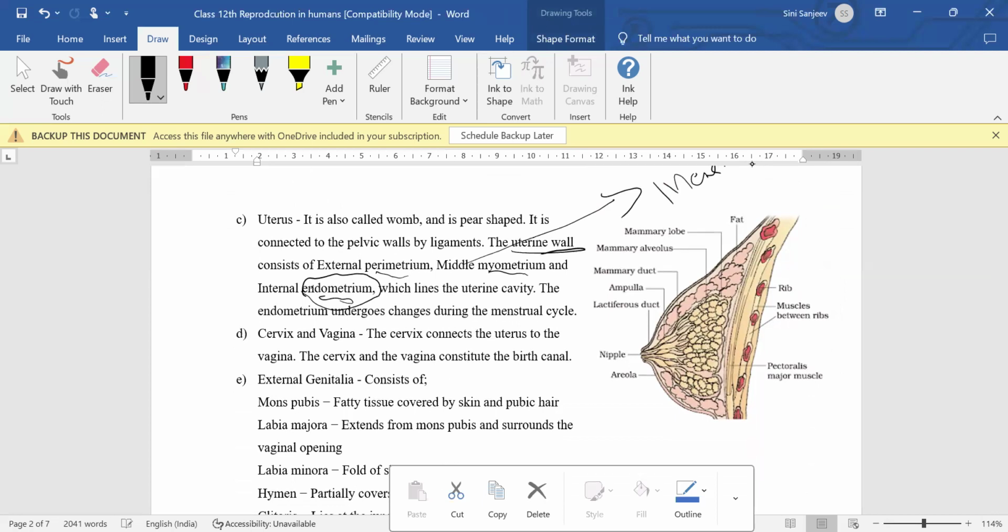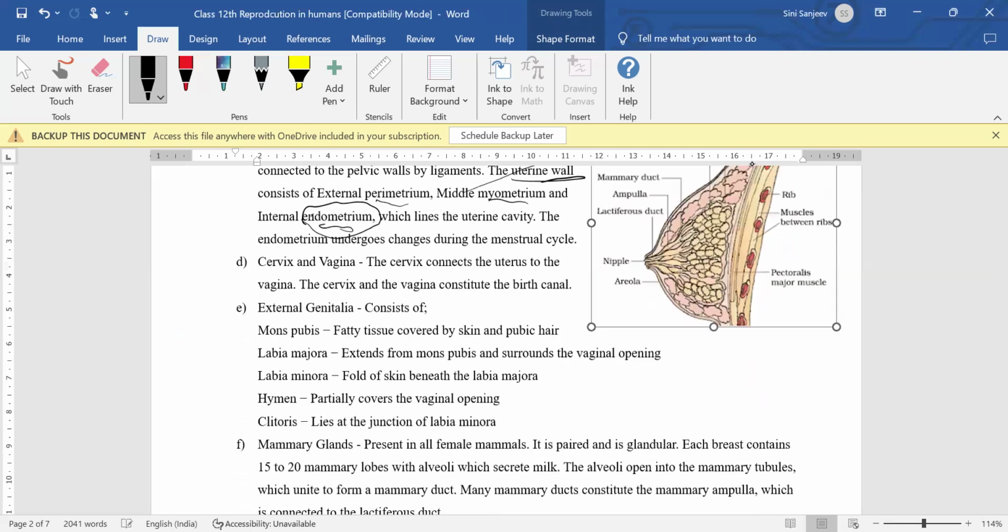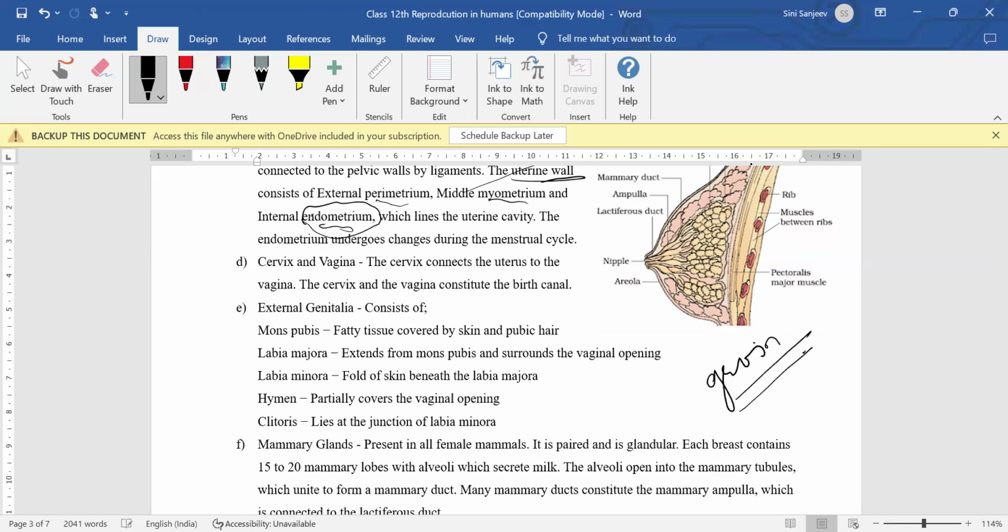Then the last part we have is the external genitalia, like how we saw in the male. In the same way, there is external genitalia for the female as well. The first one is the mons pubis. We have different parts like the mons pubis, labia majora, labia minora, hymen, and clitoris. The mons pubis is the external part of the female area, usually called the groin area, where there is skin as well as hair.